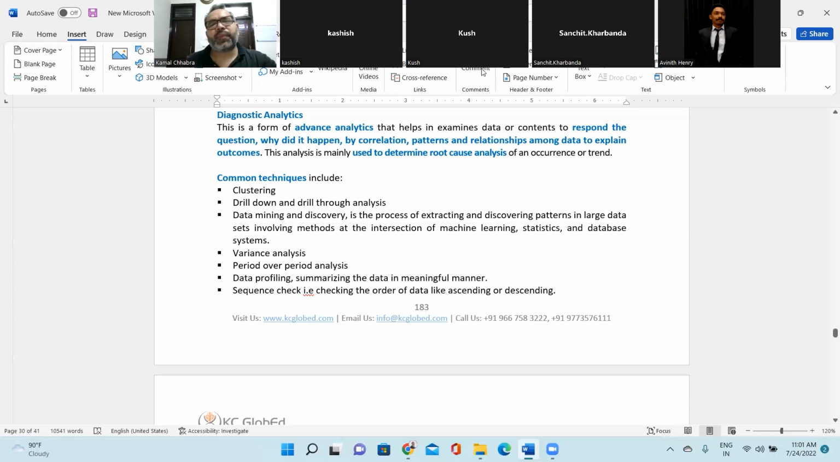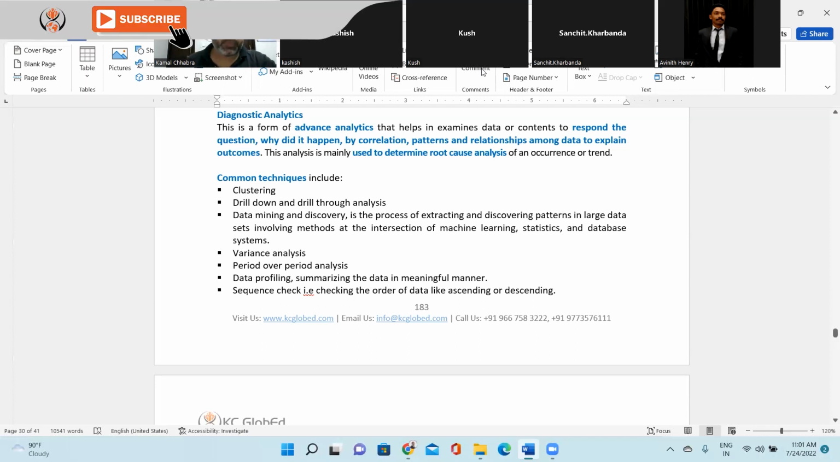Okay, so data profiling is actually profiling the data based on their characteristics and nature into the respective groups, similar to clustering.